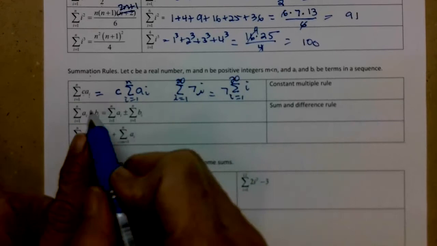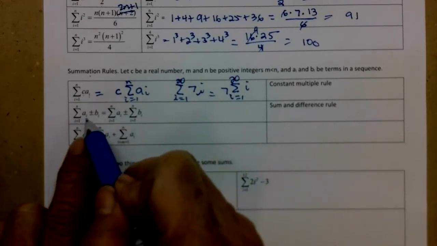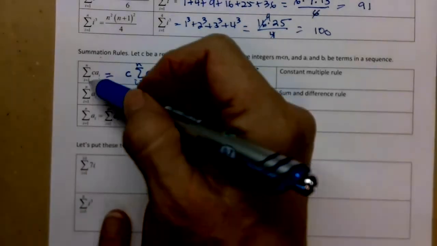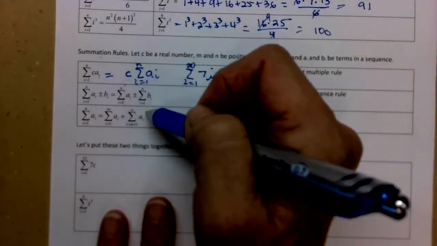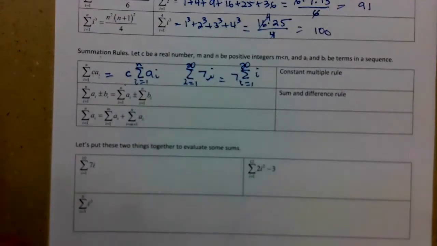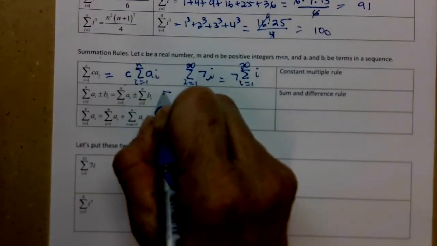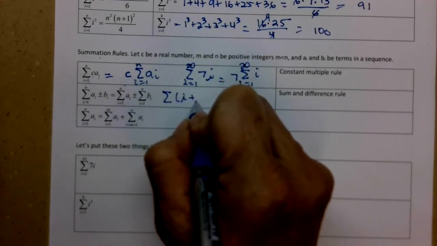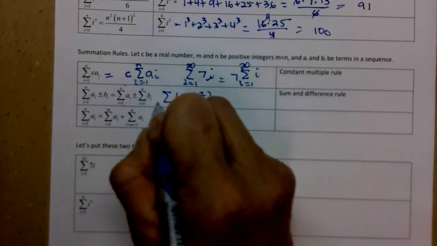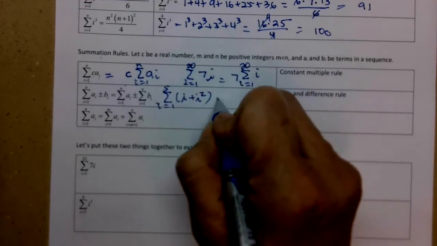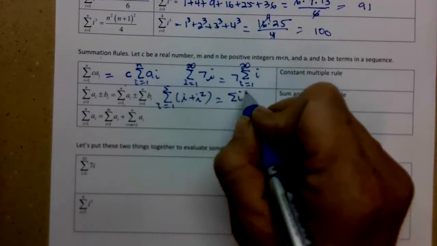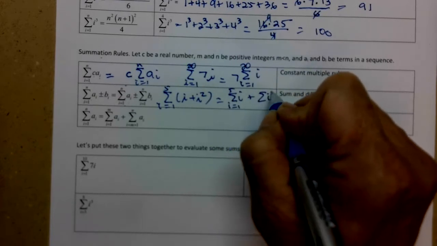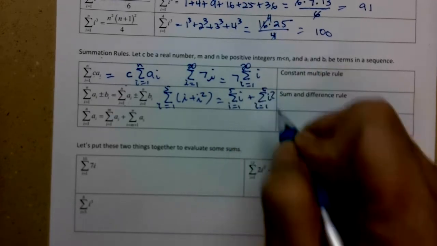Okay. Sum and difference rule. So if we add a sub i plus b sub i, plus or minus, doesn't matter. As long as the limits are the same, where you start and where you stop, you can do those individually. So that if I had the sum of i plus i squared as i goes from 1 to 5, I can do that separately. i from 1 to 5 plus the sum of the i squareds from 1 to 5.